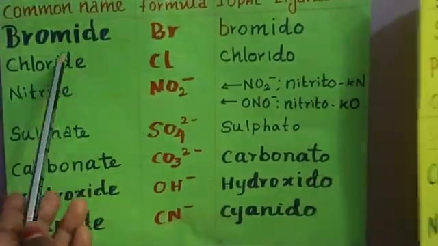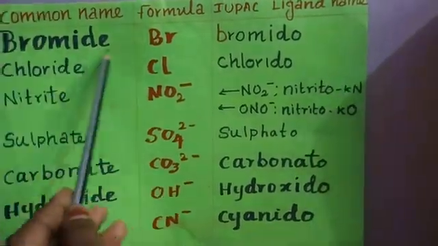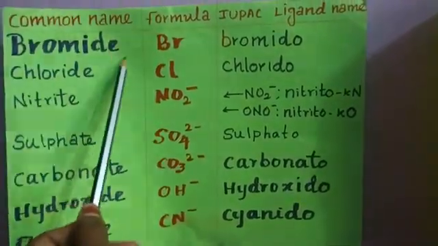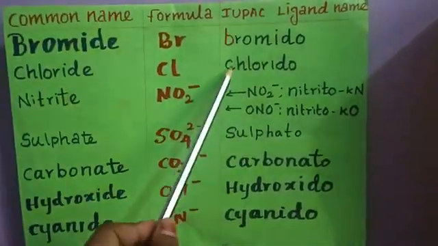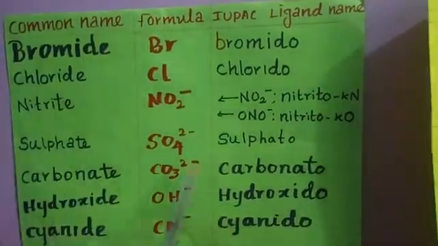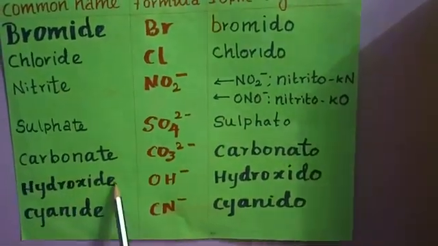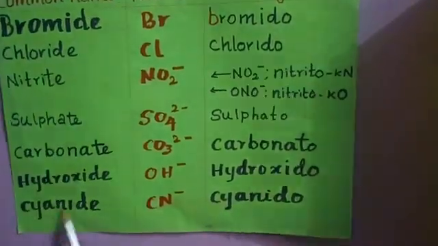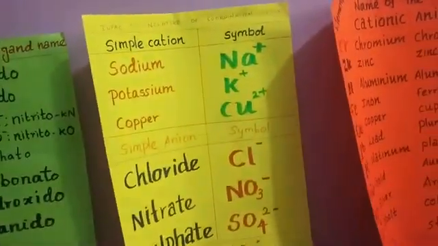If it is bromide, this is an anionic ligand. Most of the ligands will be in anionic state only. So bromide means you have to write bromido. Chloride means chlorido. Nitrite means nitrito. Sulfate means sulfato. Carbonate means carbonato. Hydroxide means hydroxido. Cyanide means cyanido. Am I clear to you? Anionic ligands end with the letter O. Bromide, bromido.